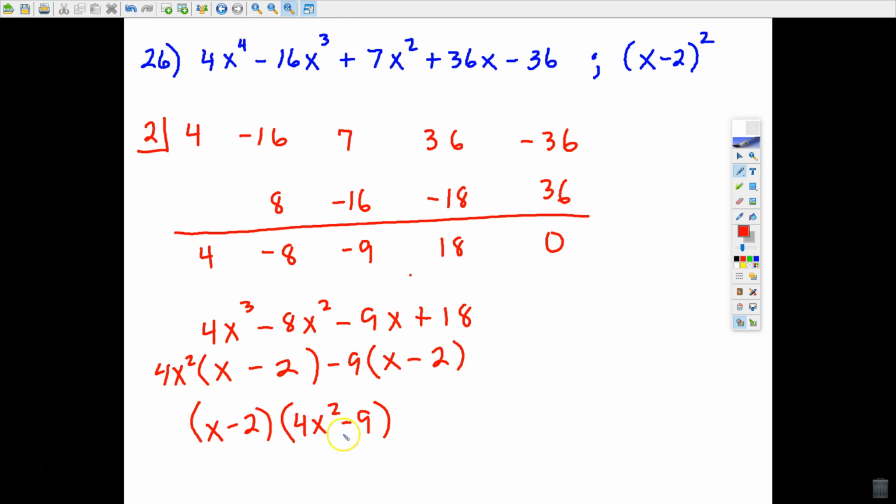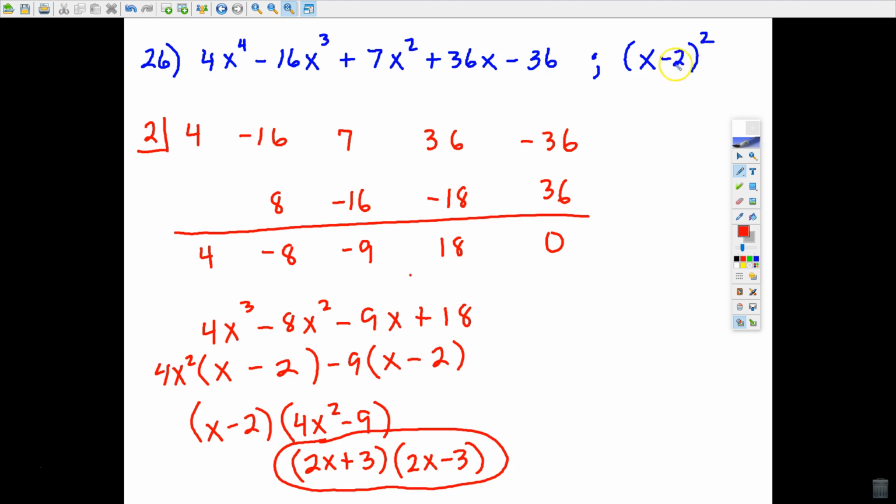So when we factor this other part, we'll come up with the other 2 factors. Remember, there should be a total of 4. So hopefully you recognize that 4x squared minus 9 is the difference between 2 perfect squares. So when we factor this out, we get 2x plus 3, the square roots, and 2x minus 3. So the final answer here, the other 2 factors to go along with x minus 2 times x minus 2, we will include 2x plus 3 and 2x minus 3. So that's the answer to number 26.